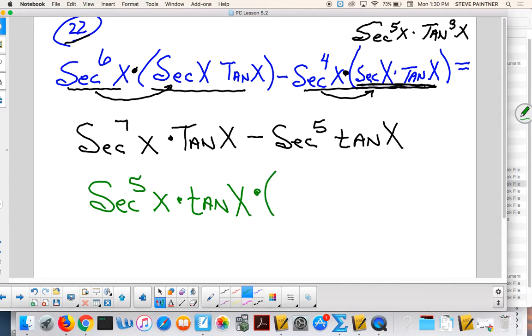And if you took it out, what's left? Secant squared minus secant squared minus, and of course you're taking the whole thing out, guys, so all that's left is 1. So all I did was take out the GCF, secant to the fifth, tangent. Okay.